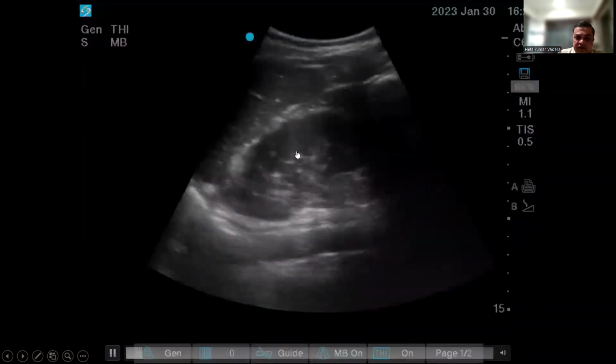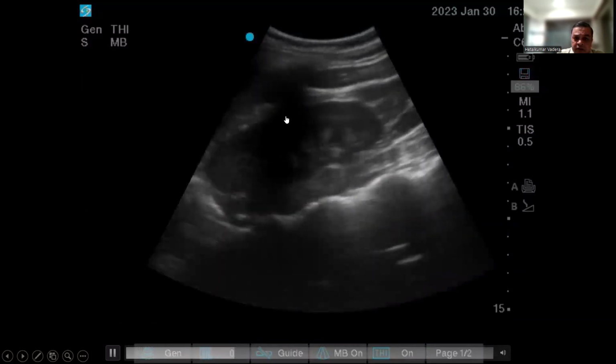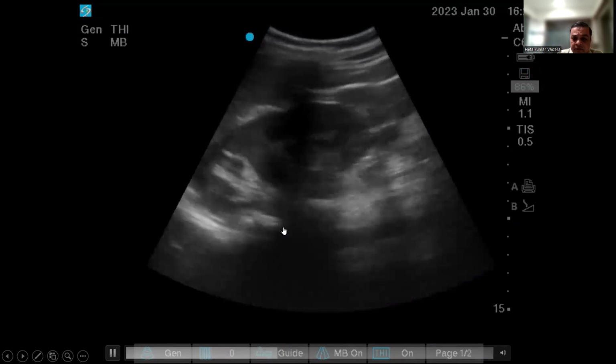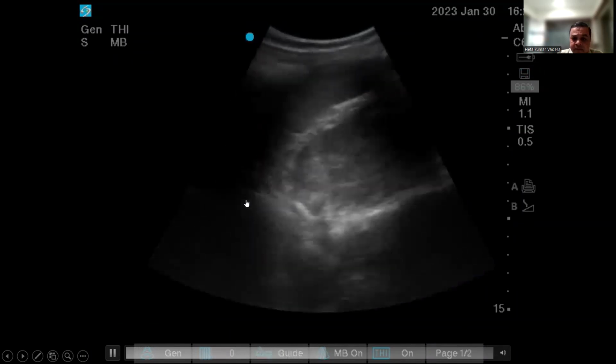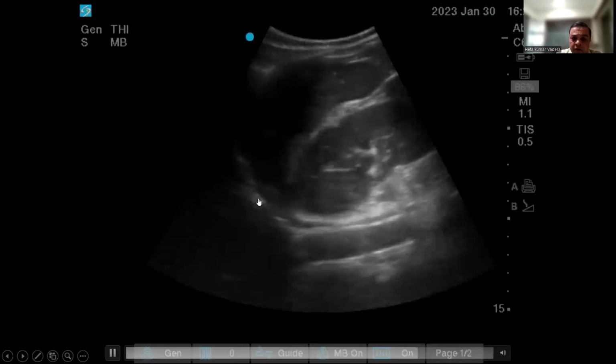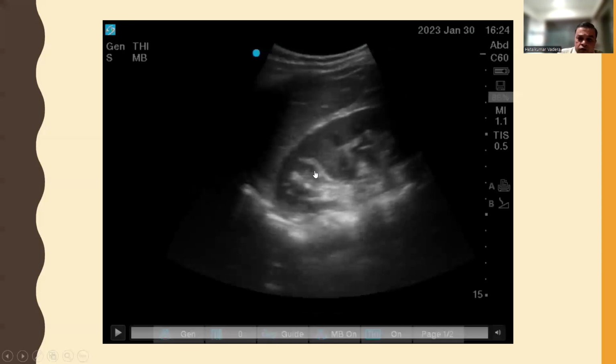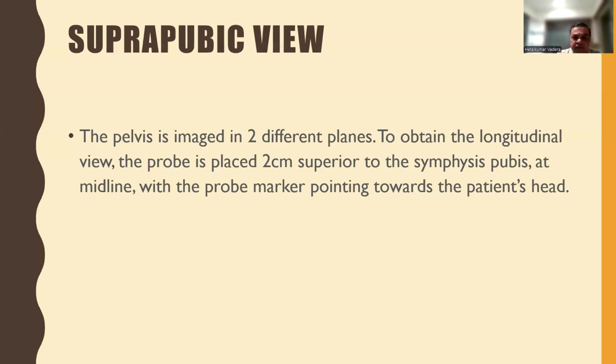So in this video, we'll see this is the kidney, this is the spleen. We are looking in this for the space. These are the spine shadow, and this is the diaphragm. So we can see the spine shadow up to the diaphragm, not beyond that. So this is the view, the left quadrant view. So once we get this, we will move to the suprapubic view.